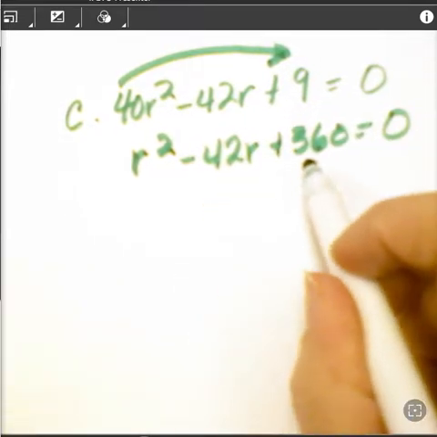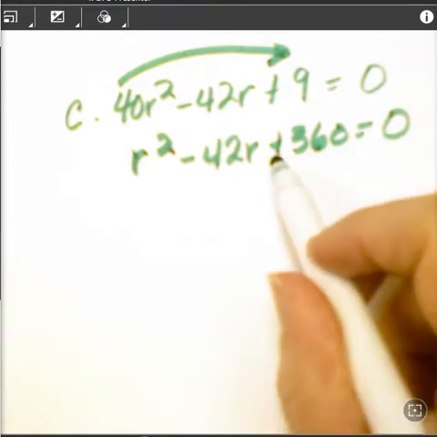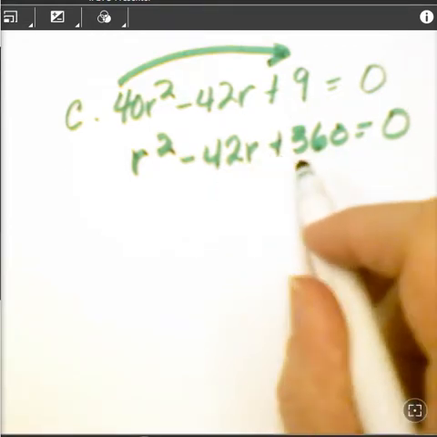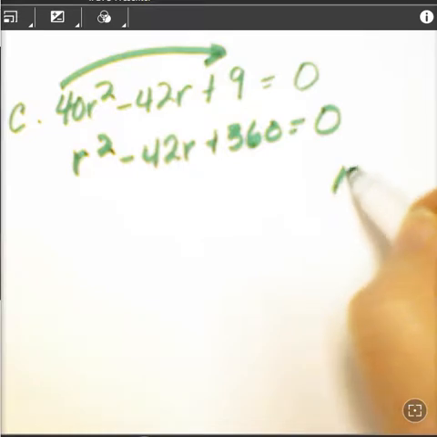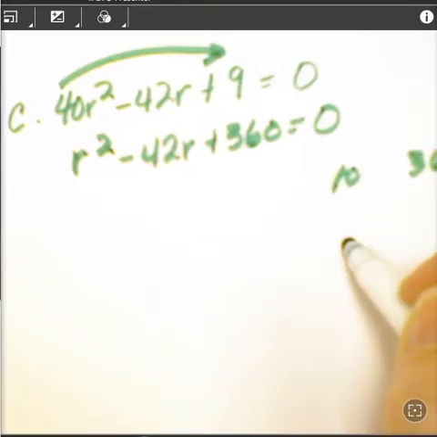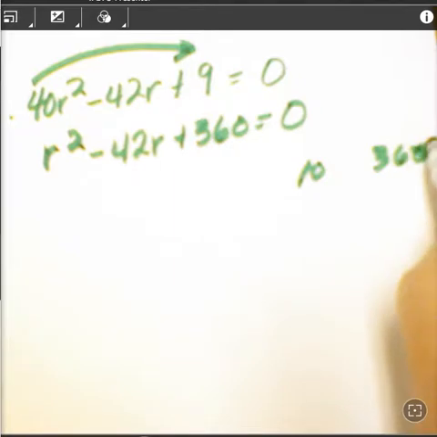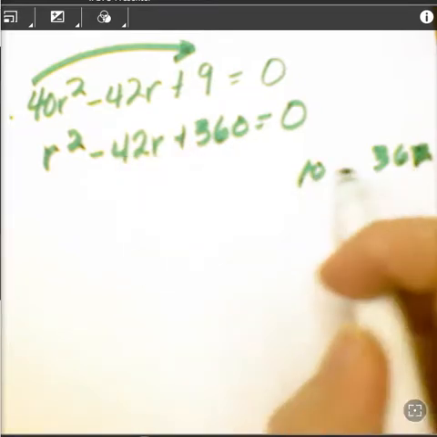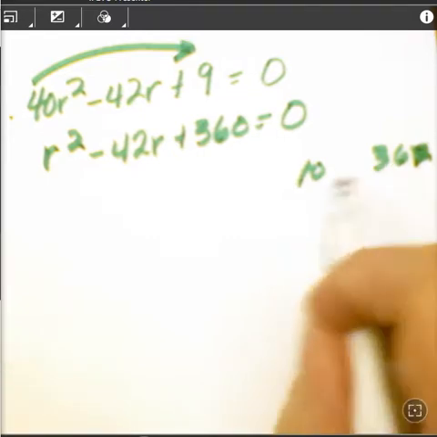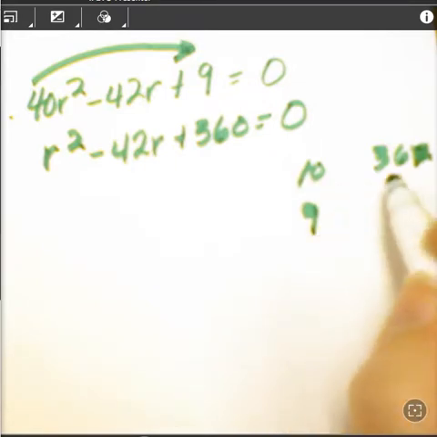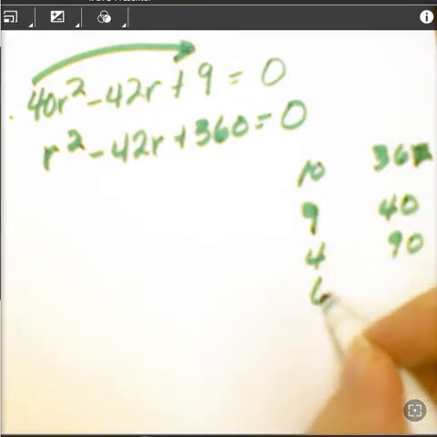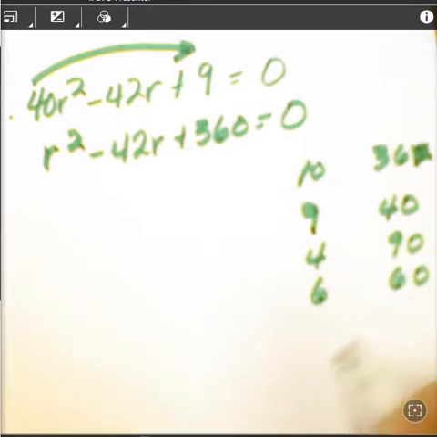So the question I need to ask myself, what are factors of 360 that add up to 42? So we've got to think smaller than 42. So what are factors of 360? Well, I know 10 and 36. But that's too big because they add up to be 46. So I need to think a little bit smaller. Well, let's go with 9 because 9 goes into 36, so it should go into 360. 9 and 40. 4 and 90, too big. 6 and 60, that's too big because I want 42.